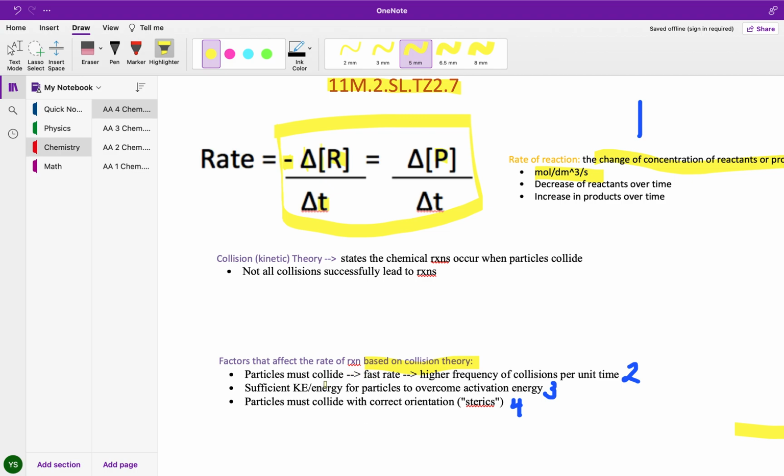So first of all, particles must collide, of course, for a reaction to occur. If we increase the rate of a reaction, that means that there is a higher frequency of collisions per unit time, meaning that there are more collisions for a certain time period.